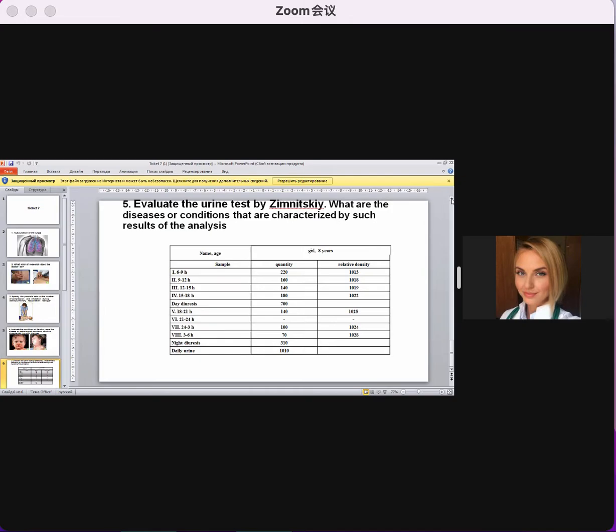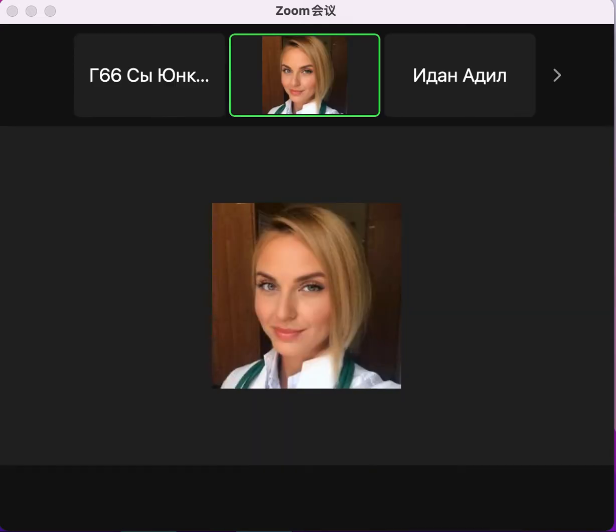Yes, daily diuresis and relative density. Normal, I think. Also normal, yes? Because we can see a high difference between the maximum and the minimum relative density during the day. Yes, this is normal. Let's go rapidly.